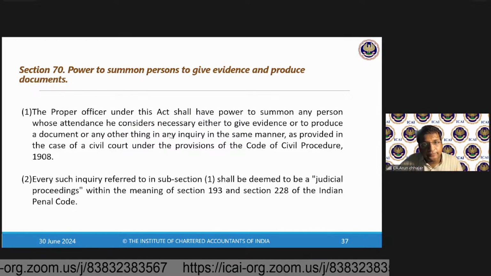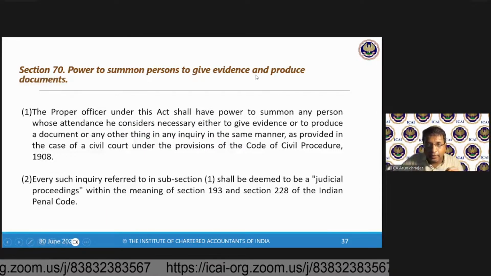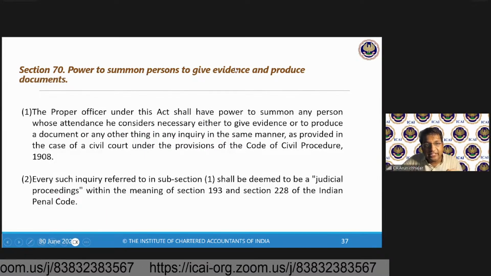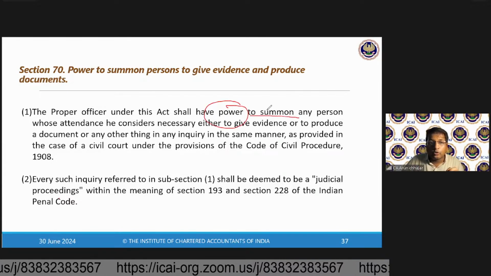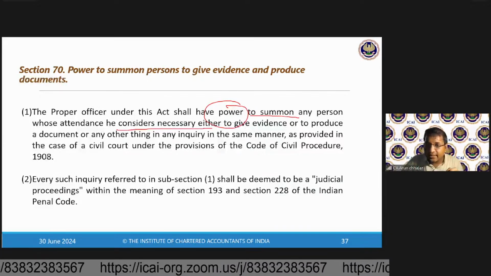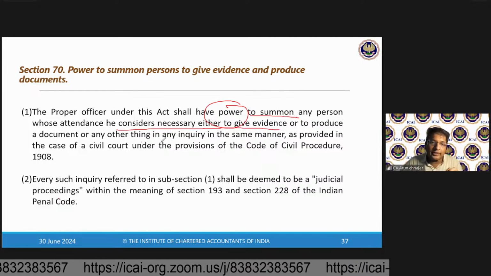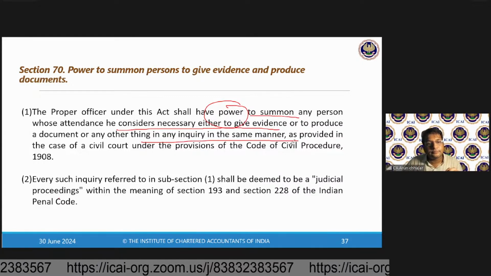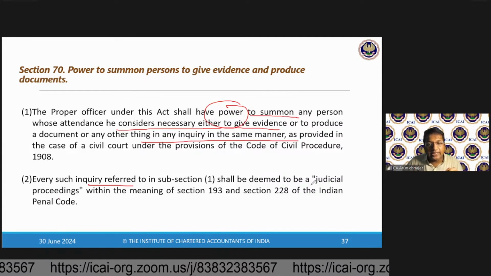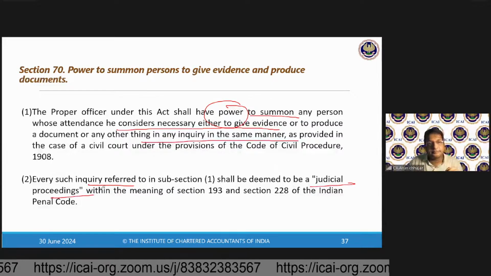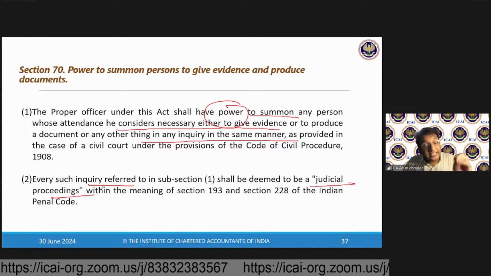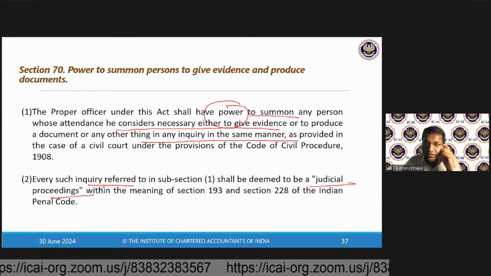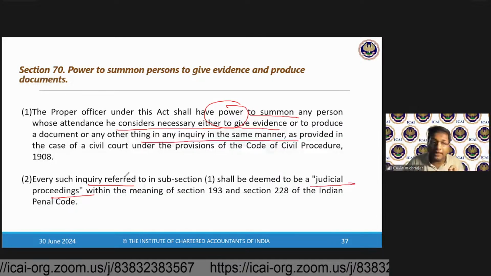Power to summon, to give the evidence and produce the document. So section 70 talks about that the officer can issue the summons whose attendance they consider necessary either to give the evidence or produce the document. So every such inquiry shall be deemed to be a judicial proceeding. There are multiple clarifications and instructions that have been issued so that misuse of the summons should not be there in the market.